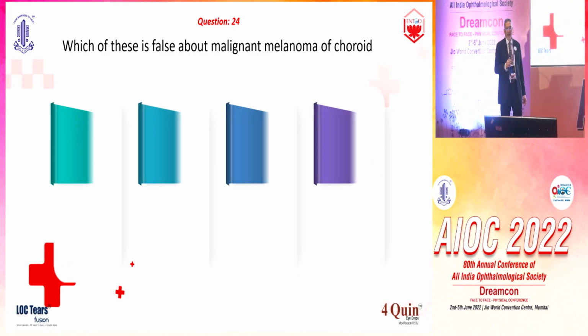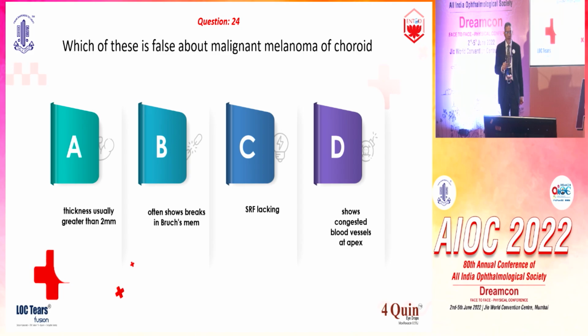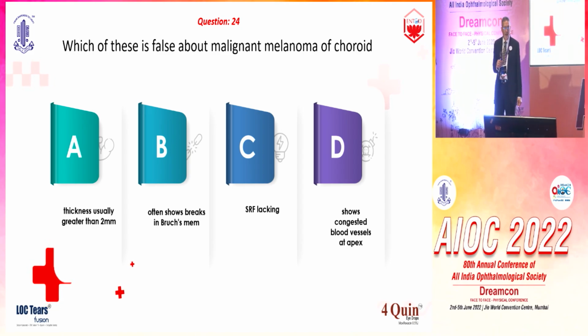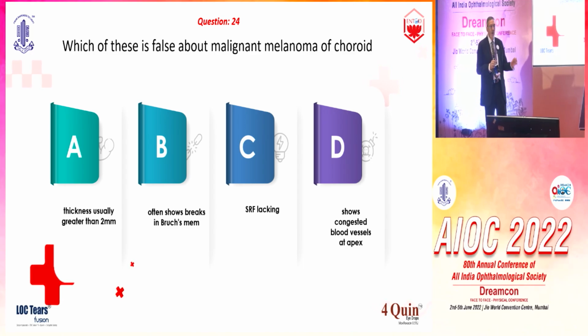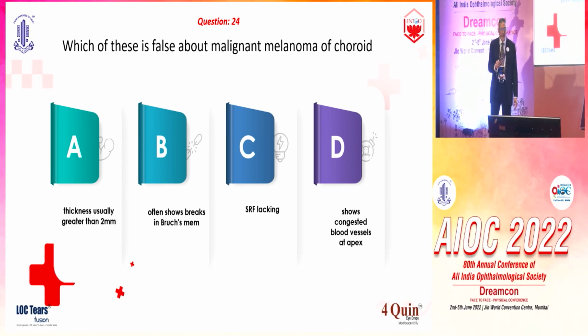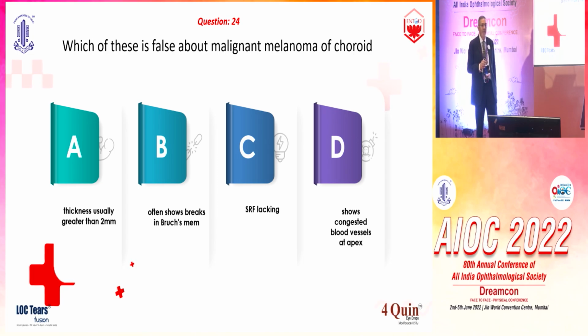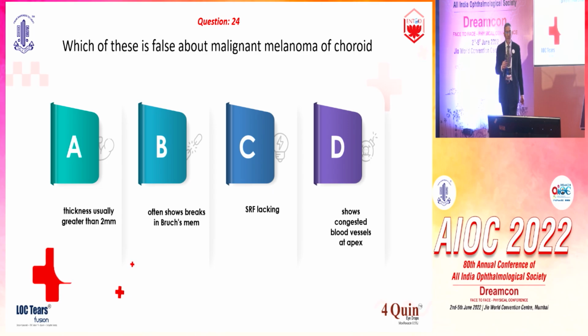What about malignant melanoma of the choroid? Which of these is false? The thickness is usually greater than 2 millimeters. It often shows breaks in Bruch's membrane. SRF is lacking, and it shows congested blood vessels at the apex of the tumor. So one of these is false. They all seem very true to me. Your time starts now.